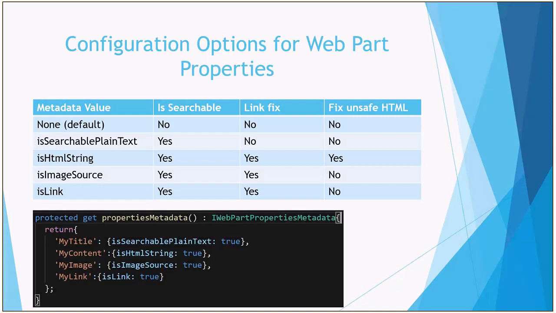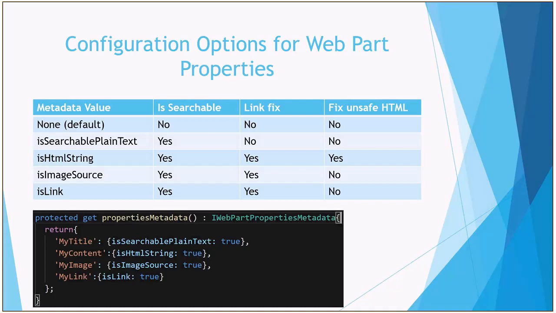Link fix is really cool because if you have a link to a page in there, and you rename that page, which is supposed to be anywhere in your tenant, it'll automatically fix it in all of the web parts wherever you have them. So if you have this web part in 20, 30 different places, and it's referencing a page somewhere and you rename that page, it'll fix that link for you automatically. So that's a really cool one in my opinion.